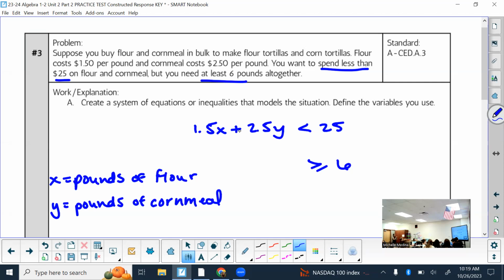Now we said X is pounds of flour, Y is pounds of cornmeal. What needs to go on this side of the 6? X and Y. And what will they be doing with each other? Adding. Okay, perfect. That's how you make your system of inequalities. And don't forget, it says define the variables you use. So if you don't, you're letting me take away 5 points. So make sure you tell me what the variables represent.